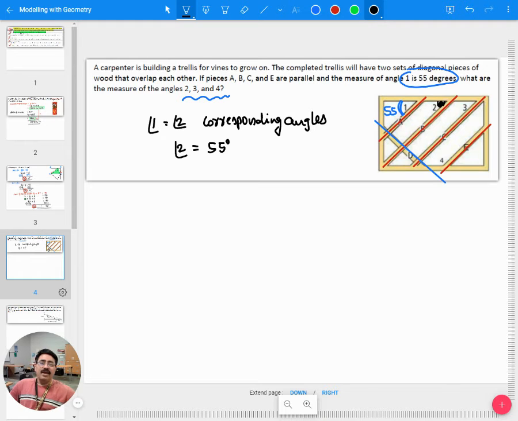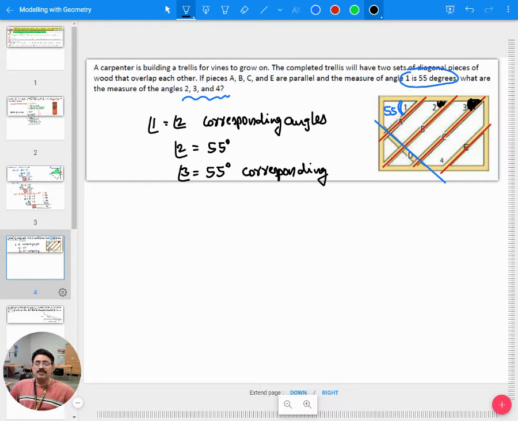In the same way, angle 2 and angle 3, I see that these are corresponding angles. Therefore, when two lines are parallel, you know that corresponding angles are equal. Therefore, angle 3 is also 55 degrees. That is equal to either 2 or 1. The reason is once again the same, that is the corresponding angles.